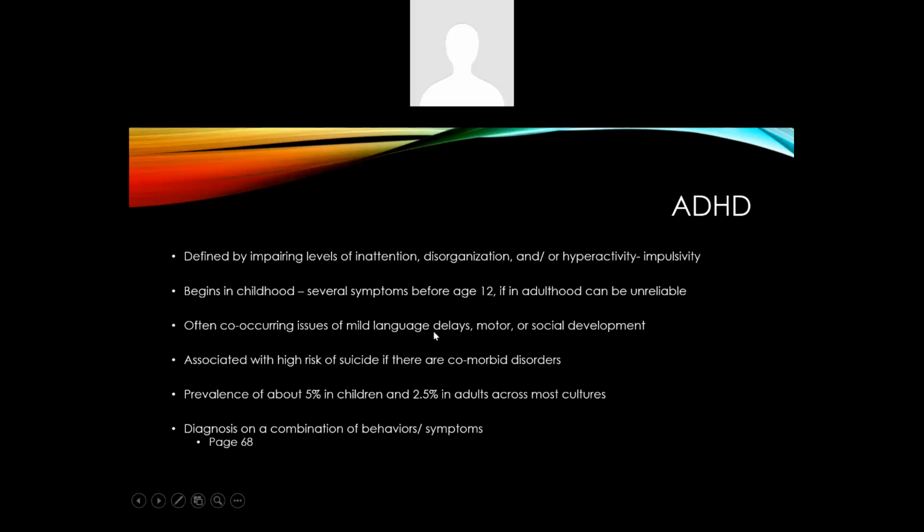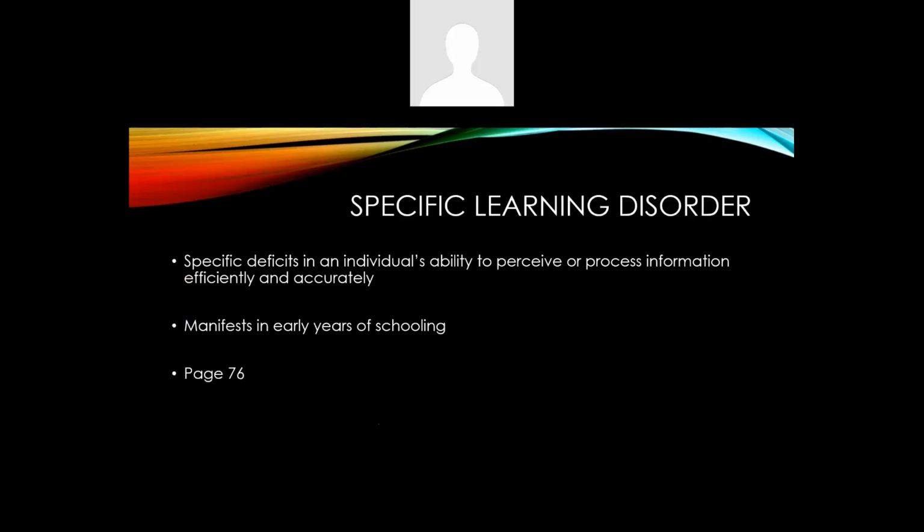Sometimes there are some mild language delays, motor or social developmental issues. Again, high risk of suicide, especially if those comorbid diagnoses are there. So you're always going to have that suicide risk mindset where you're always looking for that, and then do more thorough assessments if any of those little red flags come up. In children, there's a prevalence of about 5%, about 2.5% in adults in most cultures. There are a big combination of behaviors and symptoms, so make sure you take a look at that on page 68 in your DSM-5.